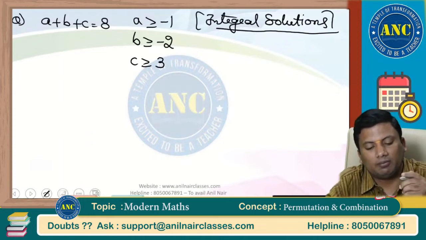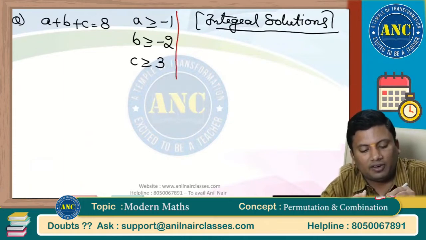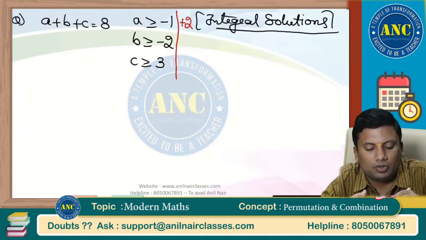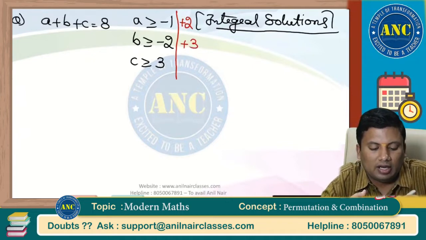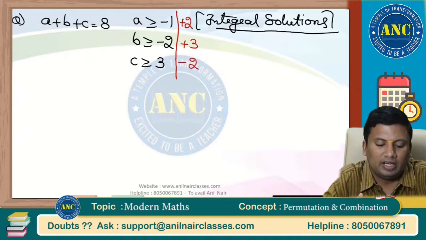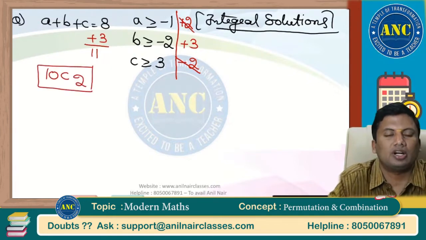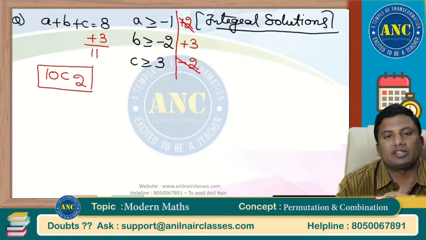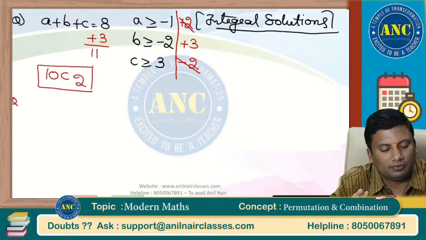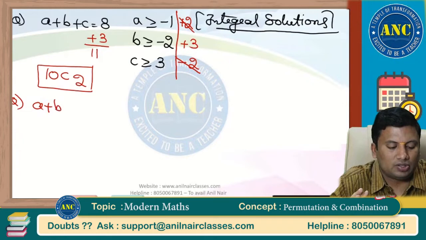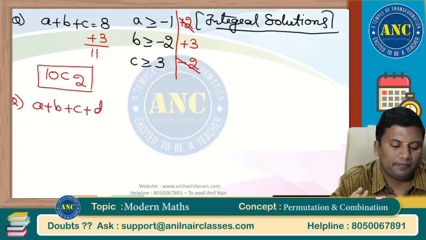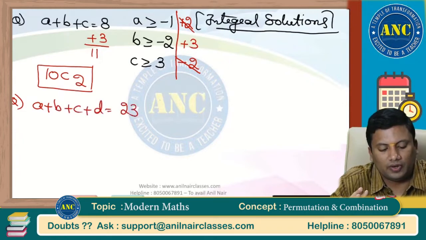The answer is nothing but all should start from 1. So how much do I have to add? 2. How much do I have to add? 3. How much do I have to subtract? Minus 2. Plus 2, minus 2 I have to subtract. So 3 I will add. 8 plus 3 is 11. 11 means the answer is 10C2. Single shot, directly you will get the answer.